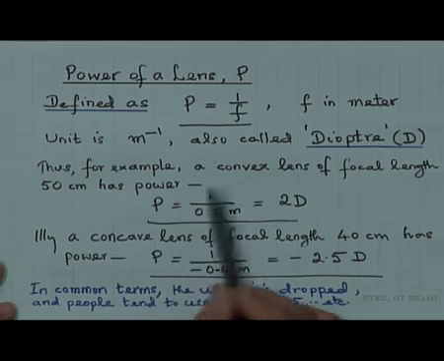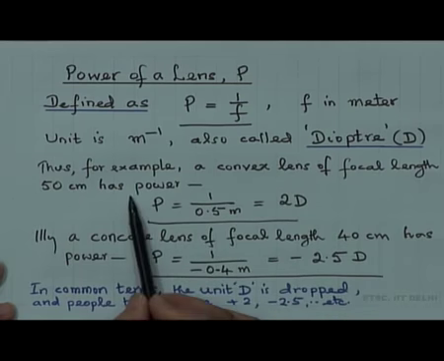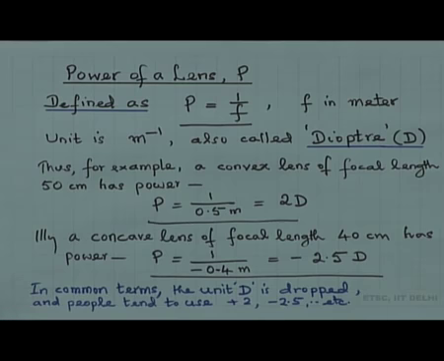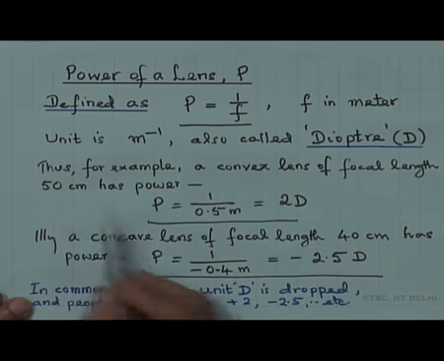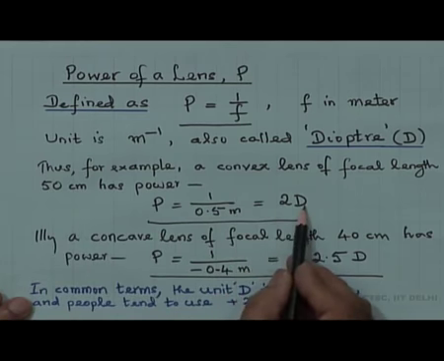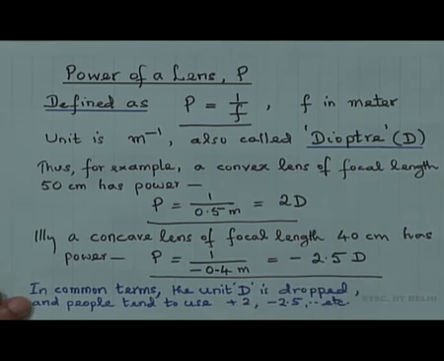Thus, for example, a convex lens of focal length 50 centimeter has power P is equal to 1 divided by 0.5 meters, 50 centimeter being 0.5 meters, which is equal to 2 diopters, 2D, D standing for diopter. Similarly, if we use a concave lens of focal length, let us say 40 centimeter, then the power P is equal to 1 divided by minus 0.4, because it is given that it is a concave lens. So the focal length is minus 40 centimeters, which is minus 0.4 meters, which is equal to minus 2.5 D.